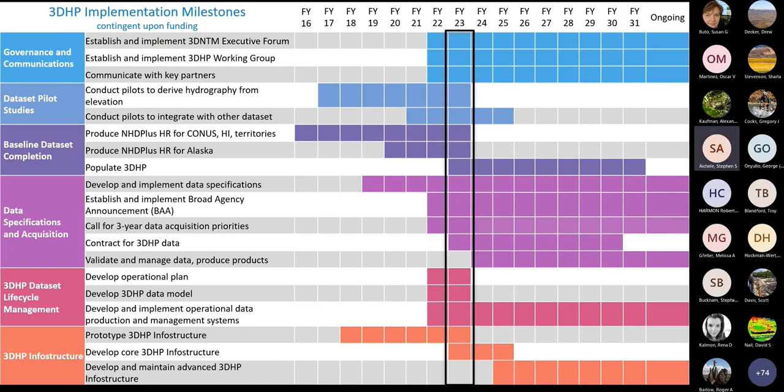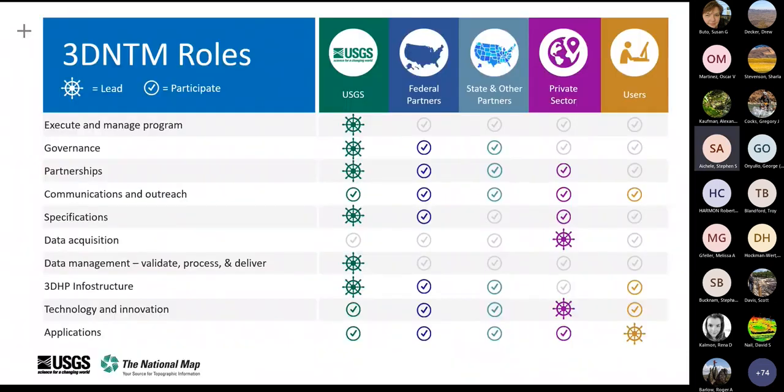And then let's see, find the right button. There we go. This is the 3DHP, which has been updated, but it used to be 3DHP rules. But it's very similar to 3DEP. It's an activity that USGS will manage. We'll handle the governance, we'll handle the contracting, the data validation. But we definitely want input from the community on these things.